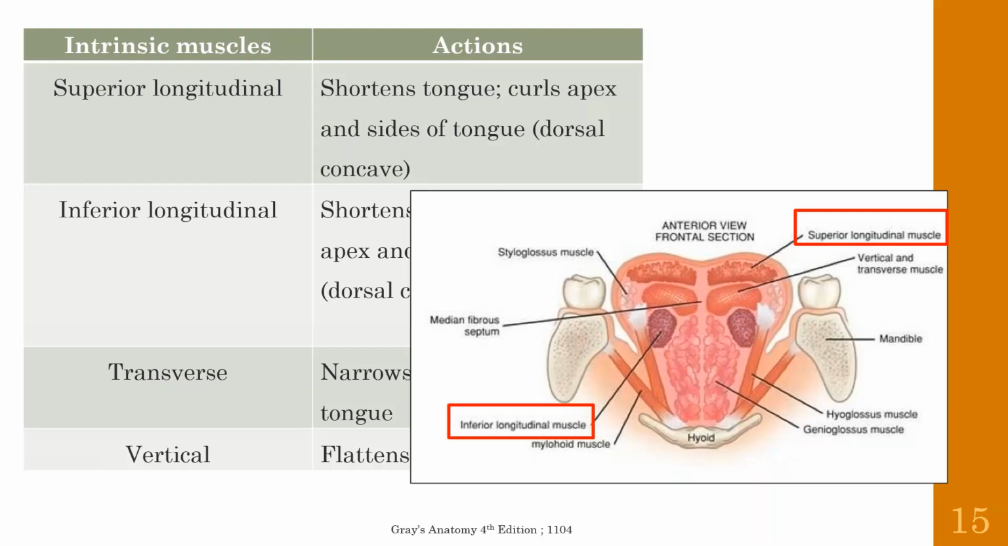The inferior longitudinal: the origin is at the root and the insertion is at the apex of the tongue. It shortens the tongue, uncurls the apex, and turns it downwards.